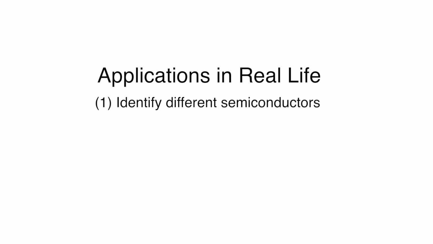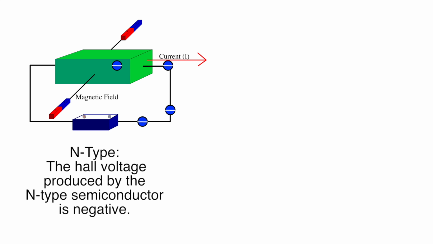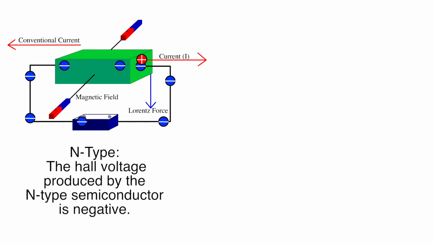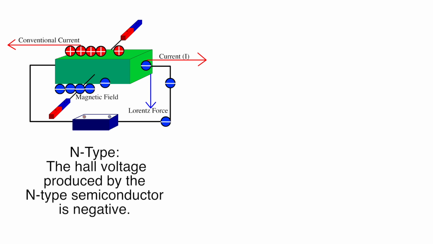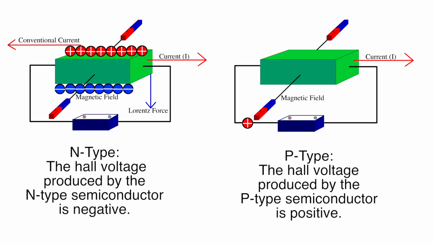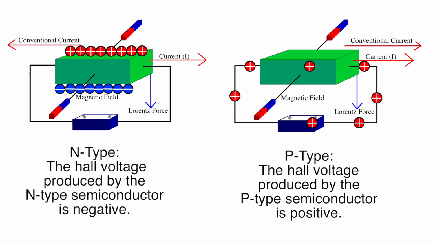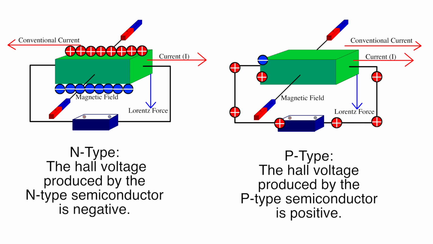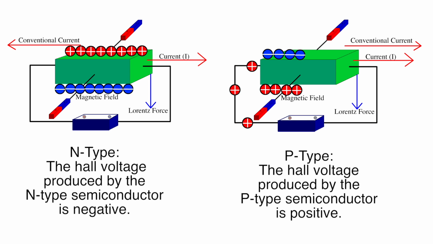One application of the Hall effect is to identify different semiconductors. N-type: the bottom surface is negatively charged and the upper surface is positively charged. The Hall voltage produced by the N-type semiconductor is negative. P-type: the bottom surface is positively charged and the upper surface is negatively charged. The Hall voltage produced by the P-type semiconductor is positive.